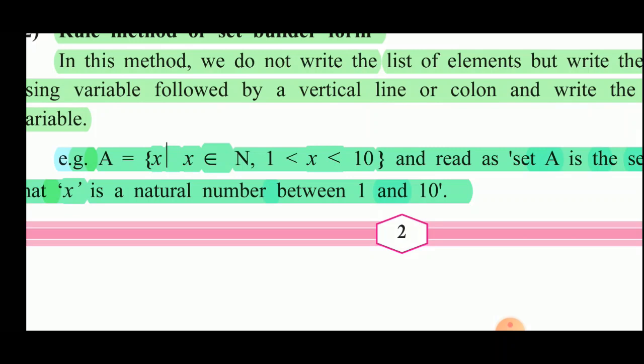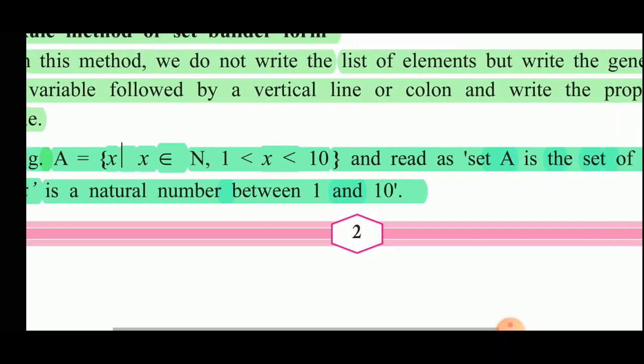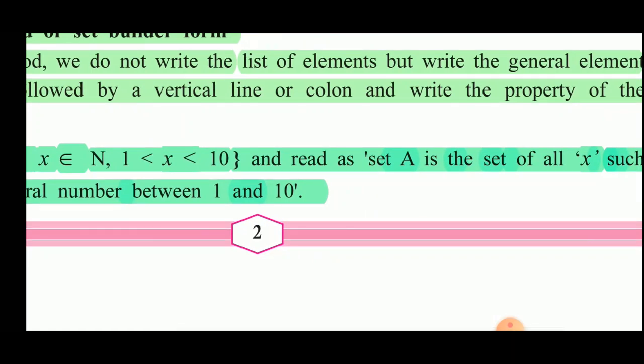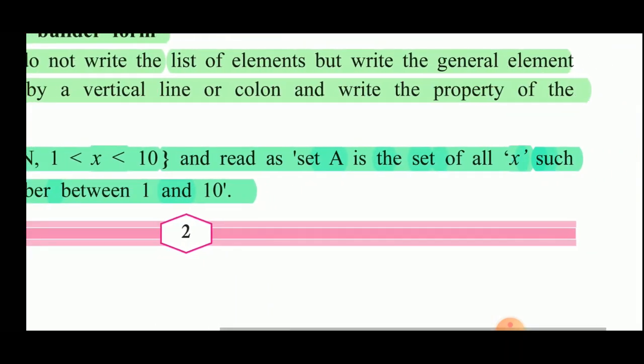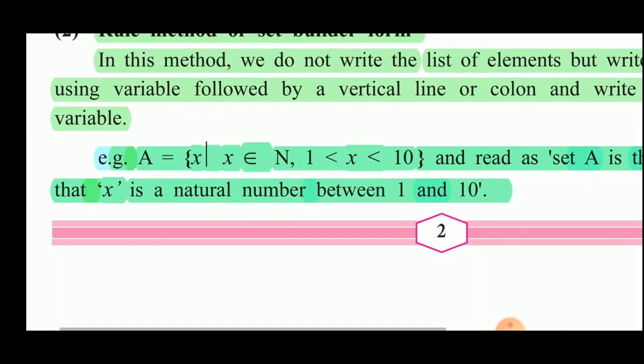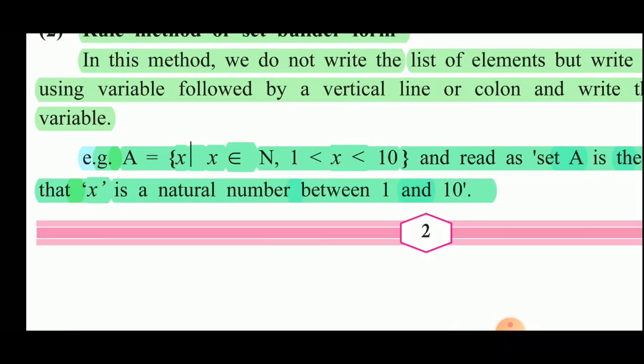Now for example, consider this one: A = {X | X belongs to N, X is greater than 1 and less than 10}. The vertical stroke line is there, and that is how we read it. This set is written in the set builder form. How we read it: set A is the set of all X such that X is a natural number between 1 and 10. I hope it's clear to all of you now.